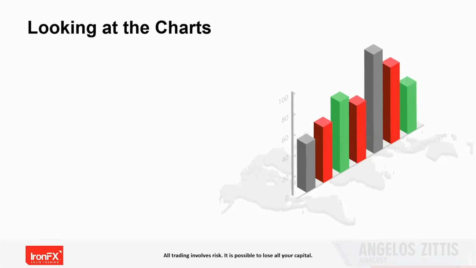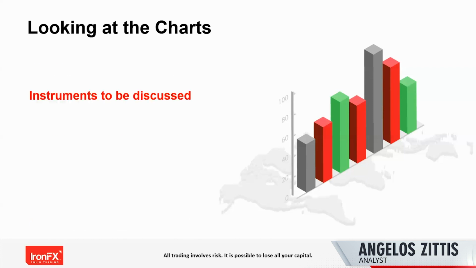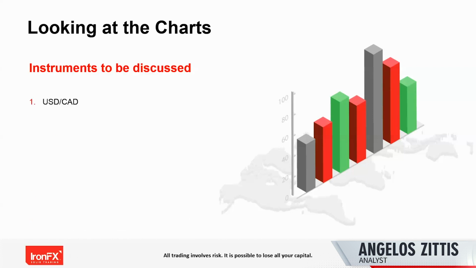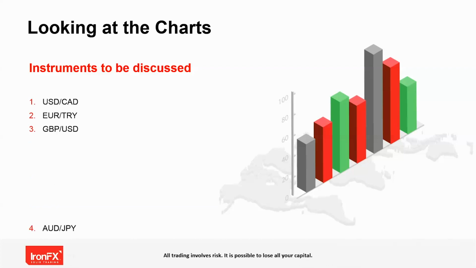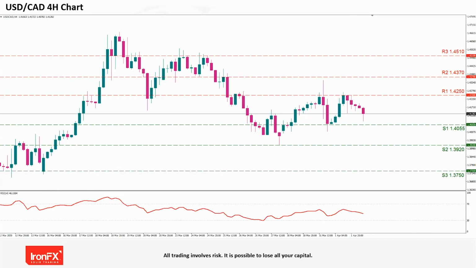We make a start with the currency pairs we'll be seeing today. First, we have USDCAD. Second, we have EUR/TRY. Third, we have GBPUSD. And fourth, we have AUDJPY. Starting with USDCAD for our chart.